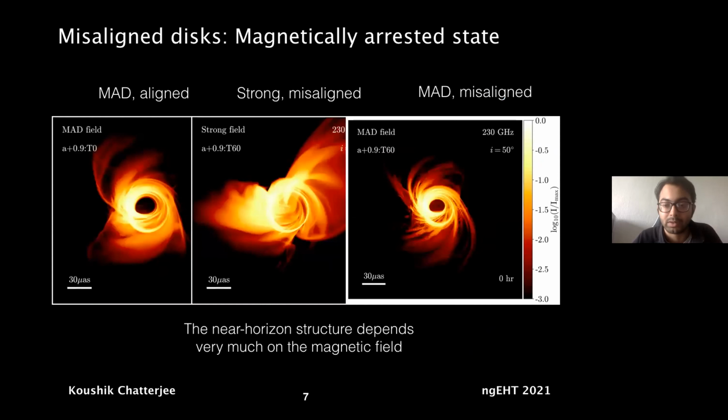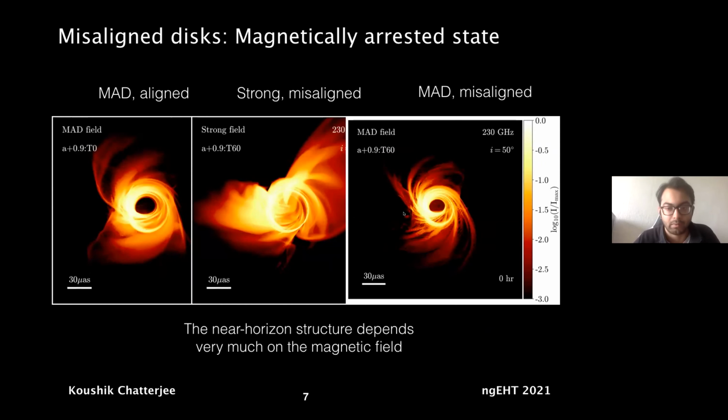So these are just fresh out of the oven. Images for MAD aligned, strong field misaligned, and MAD misaligned. Strong field misaligned means you're not quite MAD, but you're still strongly magnetized. So sort of like what you would expect, maybe applicable in the M87 scenario.